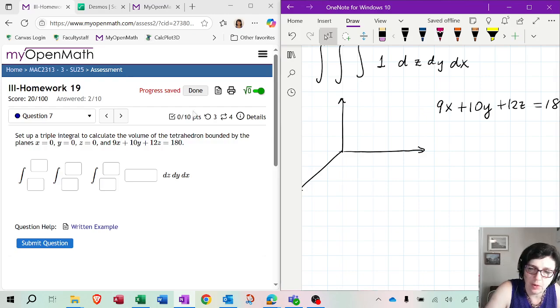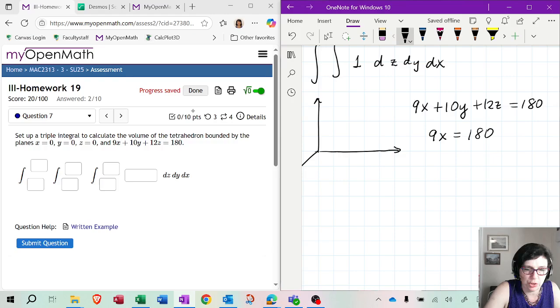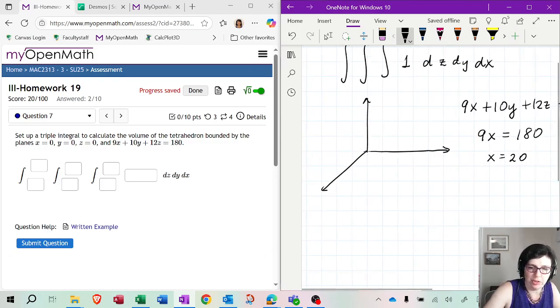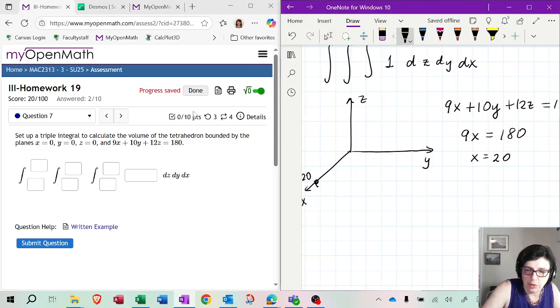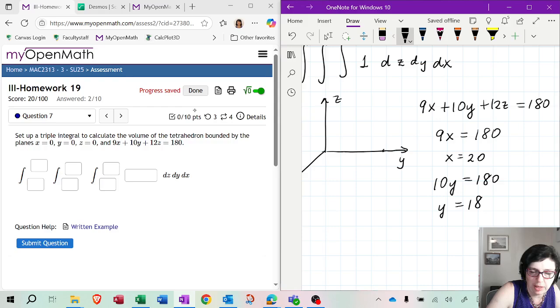If you set y and z equal to 0, you get 9x equals 180, which is the intersection of this plane with the xy plane. That gives you x equals 20. So it's going to intersect the x-axis, which obviously I'm not drawing to scale, at 20 right here. Now, if you set x and z equal to 0, you get 10y equals 180, which means y equals 18. So that's where this tetrahedron, again not to scale, is going to intersect the y-axis.